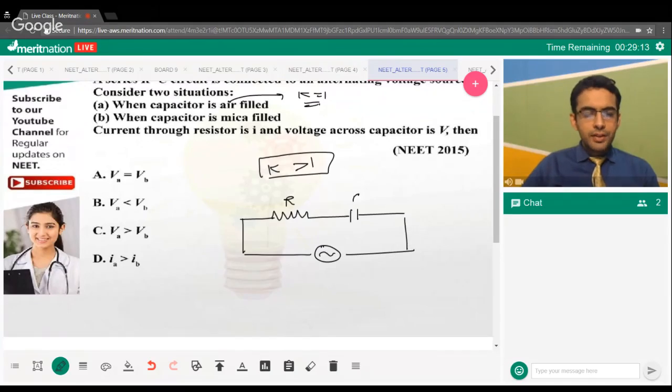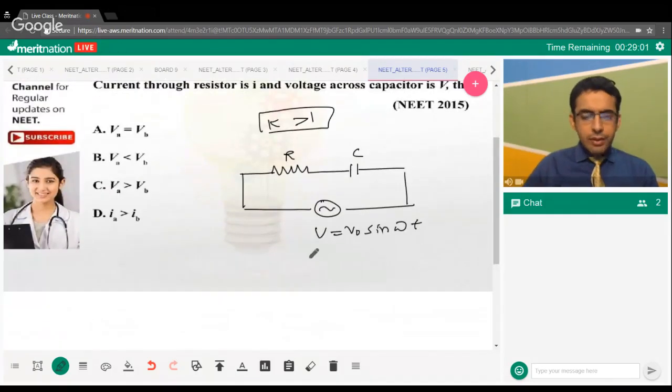This is R, this is C. Suppose V is equal to V naught sine omega t. Now, if you focus over this, you can find the value of current by this formula: V by Z. Okay, V by Z.